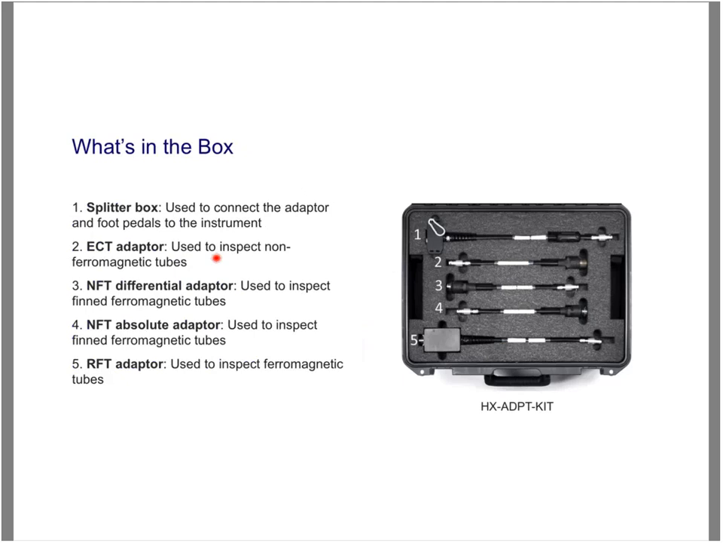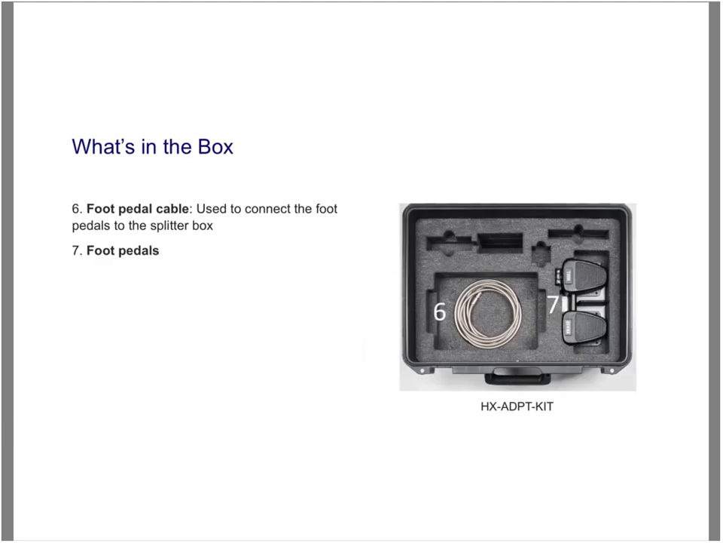This adapter does absolute and differential signals. We have 2 adapters for near field. So we have a differential and we have an absolute. Differential is mostly for pits, and absolute, longer defects. The RFT adapter, which is right here, is used to inspect ferromagnetic tubes, and will also do absolute and differential signals. Now it also comes with the foot pedals. So we have a raise and null, as well as the foot pedal cable. So that's the entire kit.